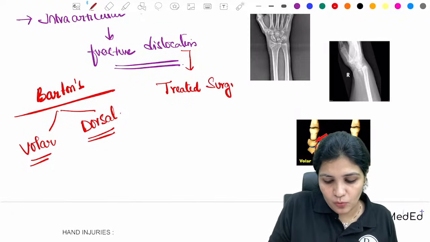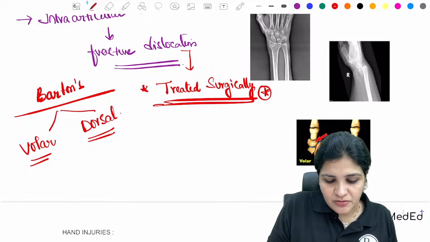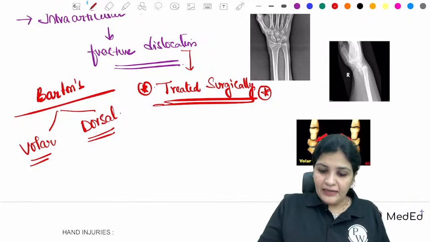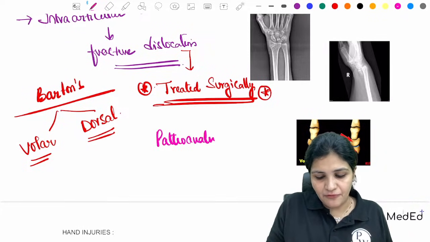So there is no role of conservative treatment. You have to operate it. So it is treated surgically. And again, coming to the pathoanatomy, it is similar. Pathoanatomy is same for all the three.